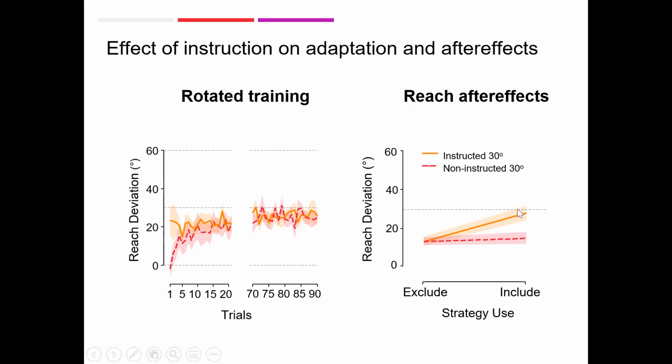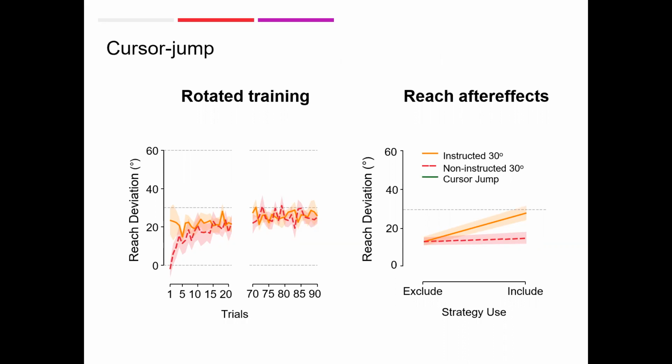But when asked to include the strategy, those who got instruction were able to do it, but those who didn't, for the small rotation, were not able to. Okay, so we have one more condition. Oh, we have a couple more conditions. The next condition, we actually manipulated the nature of the feedback.